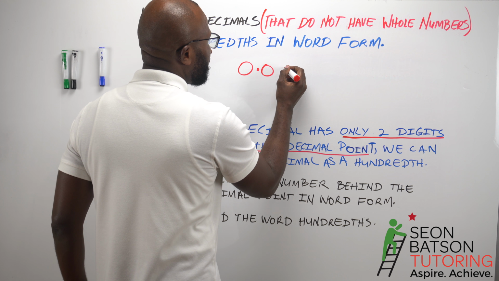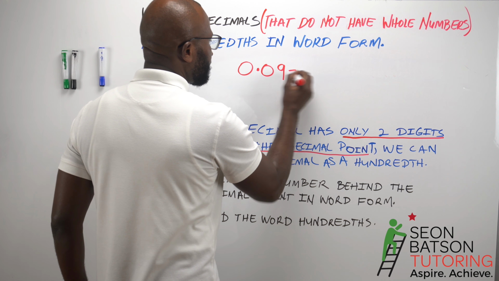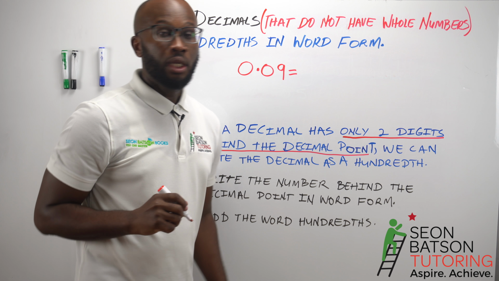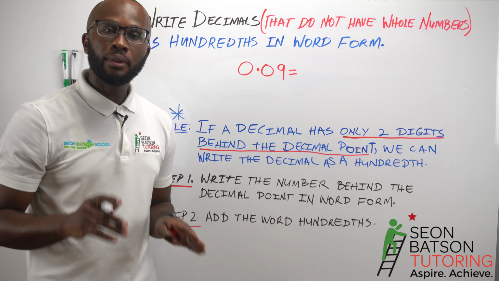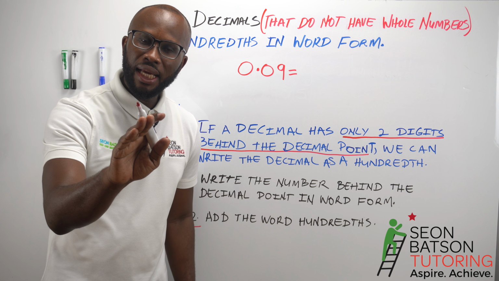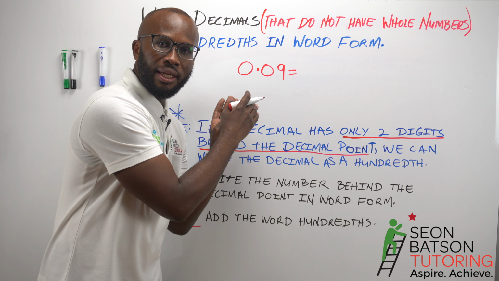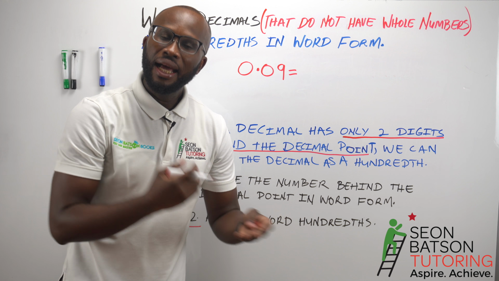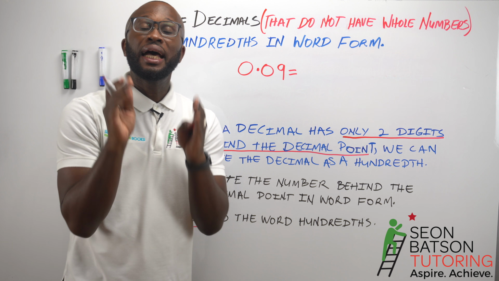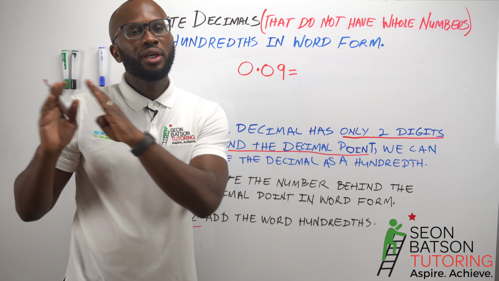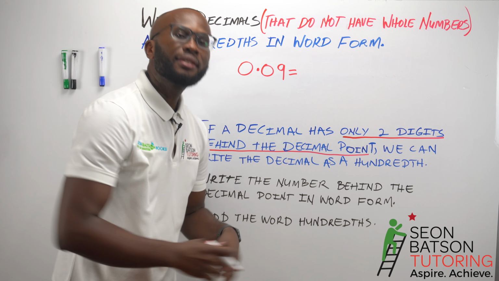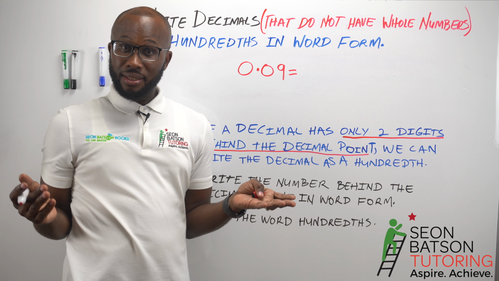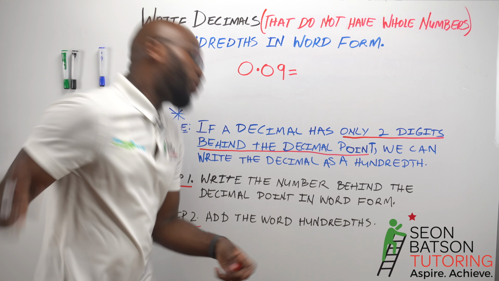Let's do 0.09 in word form. So we're going to write this decimal as a hundredth in word form. I want you to pause the video, yes? Give it a try. Then you're going to come back and see if we get the same answer. Again, if you need to, you can go back and watch the previous examples and then try it, then come back. Yes? All right. Welcome back.